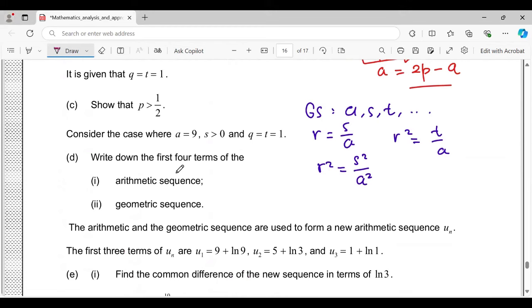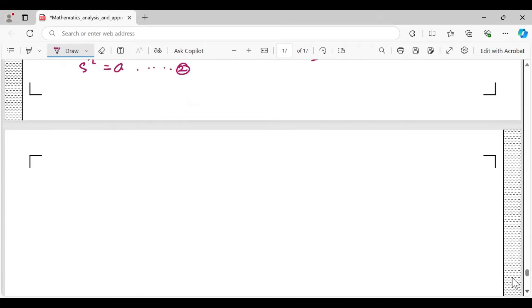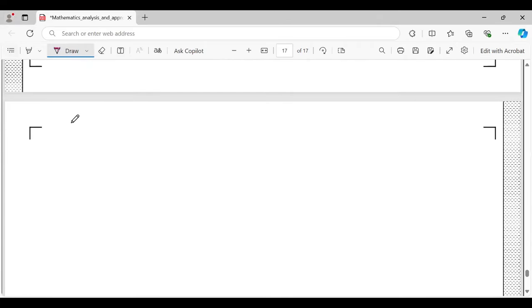Consider the case where A equals 9, S greater than 0, Q equals T plus 1. Write down the first 4 terms of the arithmetic sequence and geometric sequence. Okay, A equals 9, then Q equals T equals 1, and S should be greater than 0.